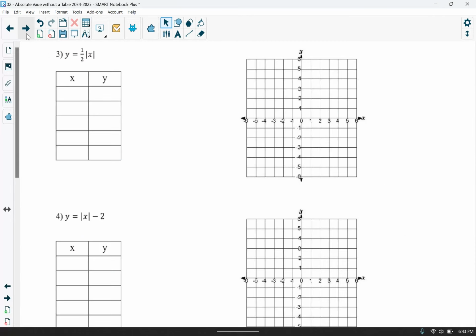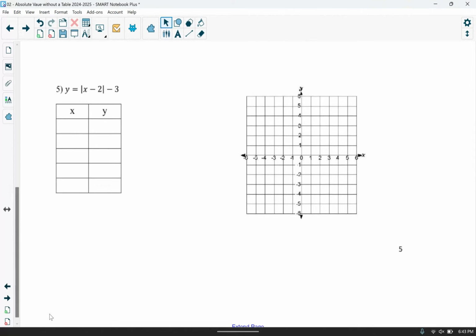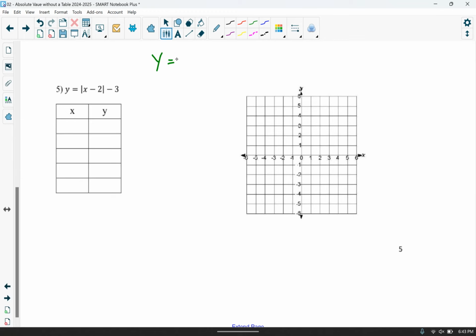Okay, so number 5 on page 5, first thing we want to go back to is our absolute value function formula, which was y equals a times the absolute value of x minus h plus k, where h and k are the vertex. So that's what we want to find in our equation. Y equals the absolute value of x minus 2 minus 3.